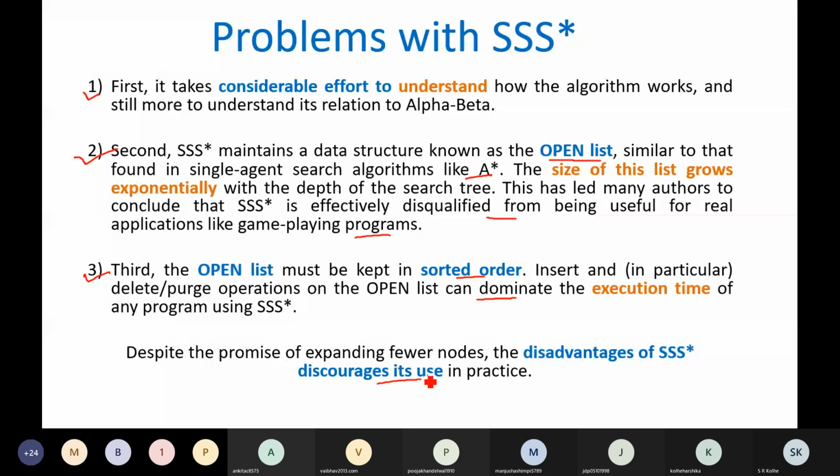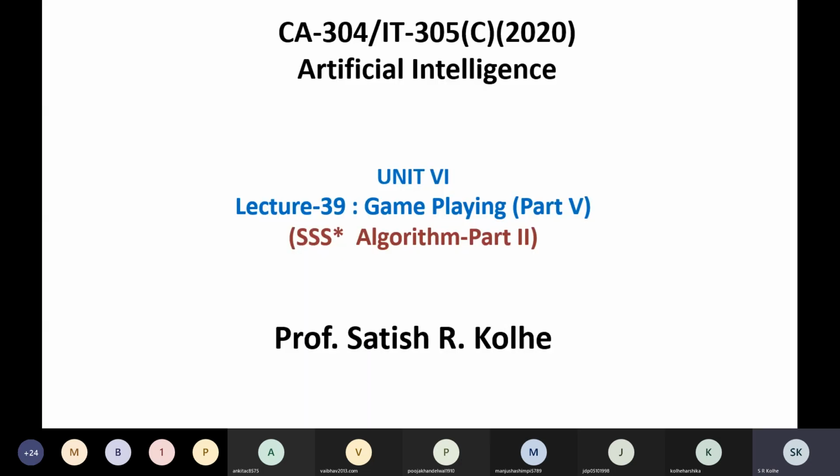Okay. So this completes our discussion on SSS star algorithm. Any question on working of this algorithm? Although it is very complex, I tried to put it in simple words with a lucid example, so that you will understand this difficult algorithm. Theoretically, it is very efficient as compared to alpha beta cutoff algorithm.